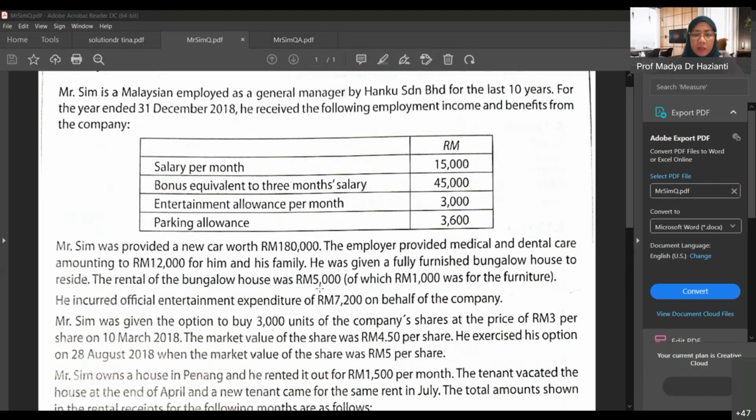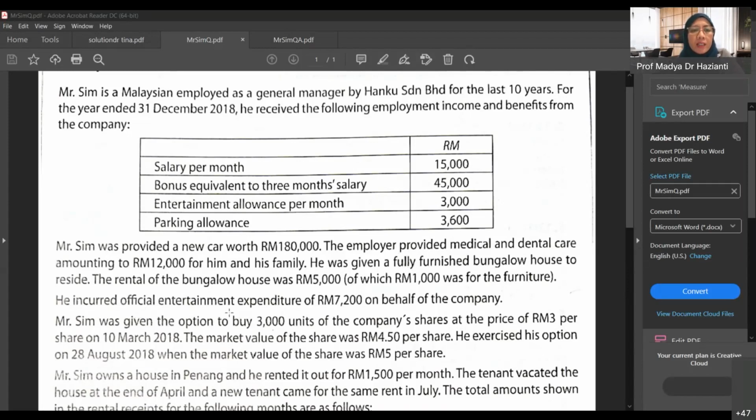The rental was 5,000, of which 1,000 was for the furniture. We have to look back at how we did it the other day: 5,000 rental, furniture 1,000. The house is fully furnished. Okay, this we see in section 13(1)(c). House with furniture B and C.